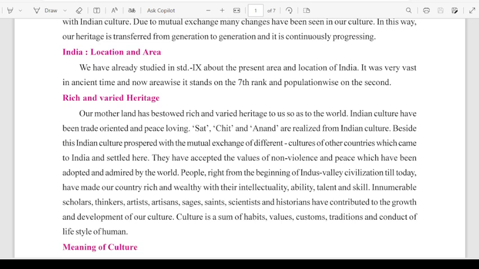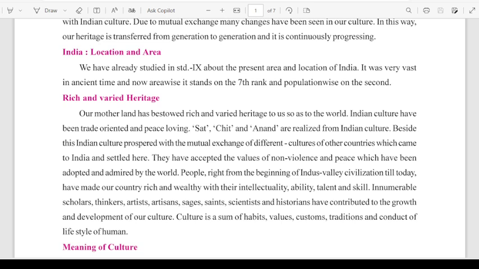Sat, Chit and Anand are realized from Indian culture. Besides this, Indian culture prospered with the mutual exchange of different cultures of other countries which came to India and settled here. They have accepted the values of non-violence and peace, which have been adopted and admired by the people of the world. People, right from the beginning of the Indus Valley civilization till today, have made our country rich and wealthy with their intellectuality, ability, talent, and skill.